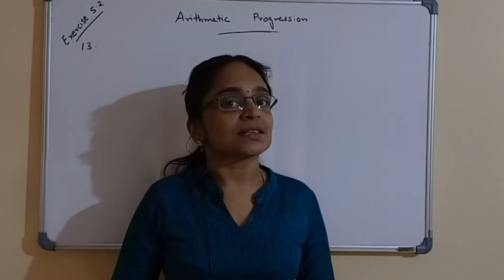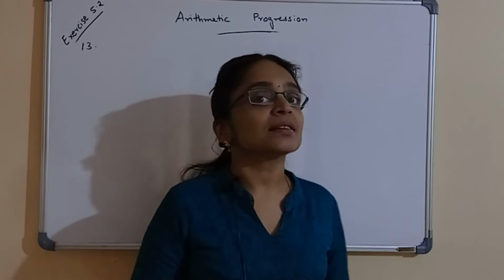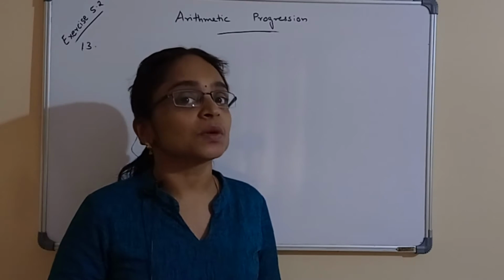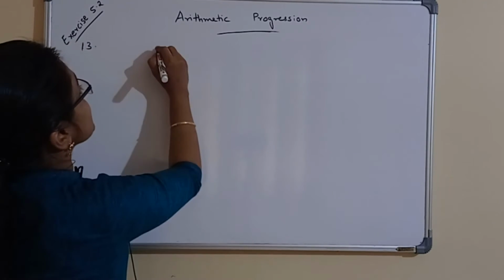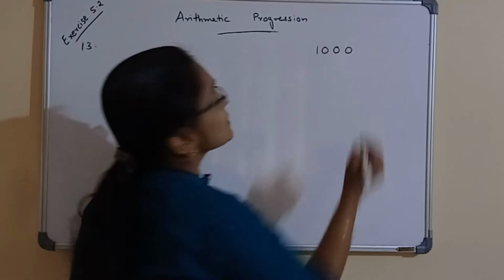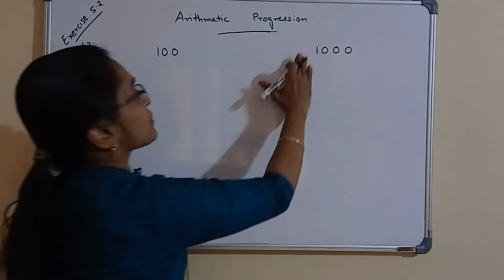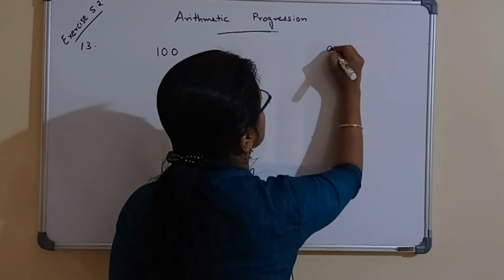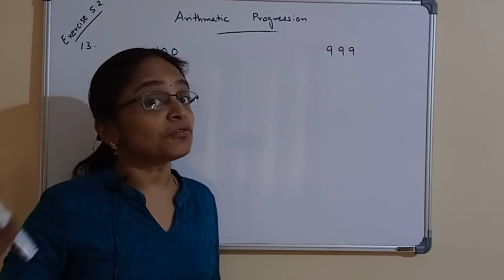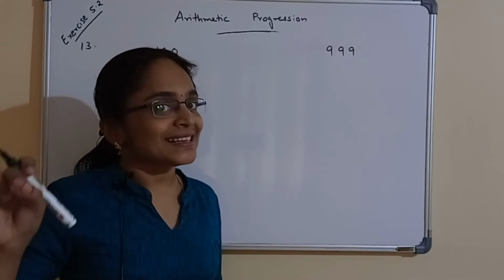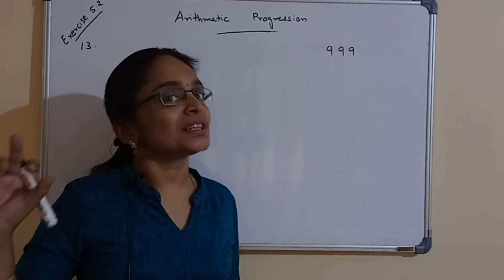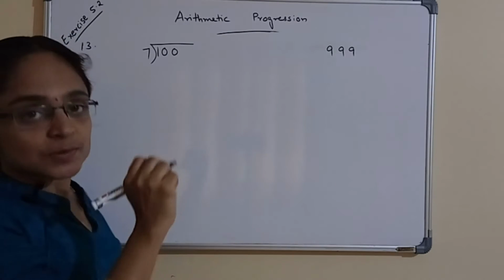The 13th question is, how many 3-digit numbers are divisible by 7? We have to find the number of 3-digit numbers which are divisible by 7. So 3-digit numbers means it will be between 100 and 1000, right? Or we can take it as between 100 and 999. And we have to find the first 3-digit number that is divisible by 7. To find it, divide this by 7.